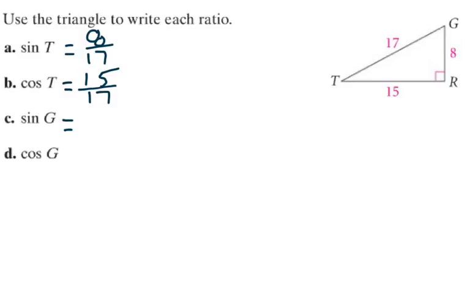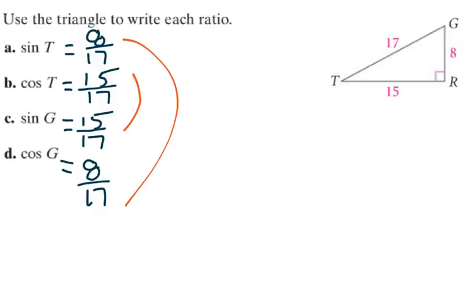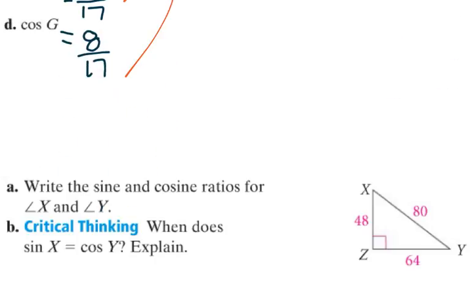Sine of g, again, opposite from g is 15 over the hypotenuse, which is 17. And then cosine of g is adjacent, 8 over 17. Not sure if you notice here, but notice these two are the same and those two are the same. So the sine of one angle, t, is equal to the cosine of the other, and vice versa. Cosine of t is equal to the sine of g. So just something to keep in mind is that if you know the sine from one angle, you know the cosine from the other angle.